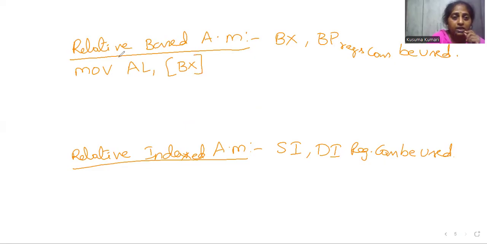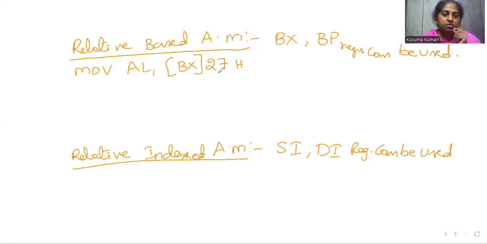Here, relative based means either BX or BP, base pointer, but relative means it also has an 8-bit or 16-bit displacement. For example, here 27 hexa. This is the syntax of this addressing mode.